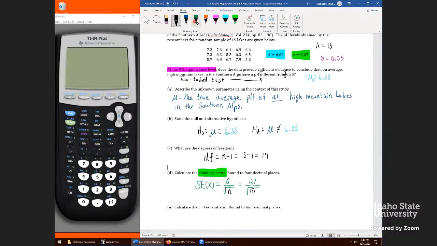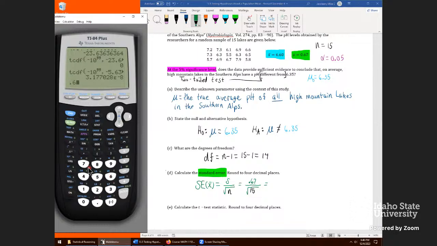Okay, but with this all in play, now we can calculate this. We want 4 decimal places of accuracy. So it's 0.67 divided by the root of 15. So we have another rounding with carry. So this is 0.1730 after rounding.